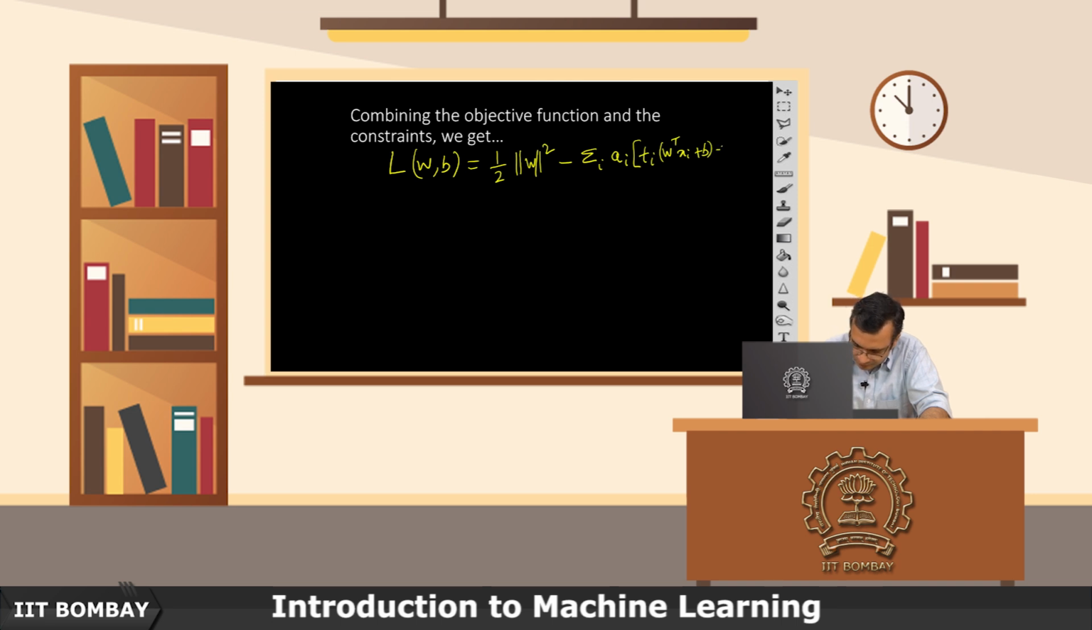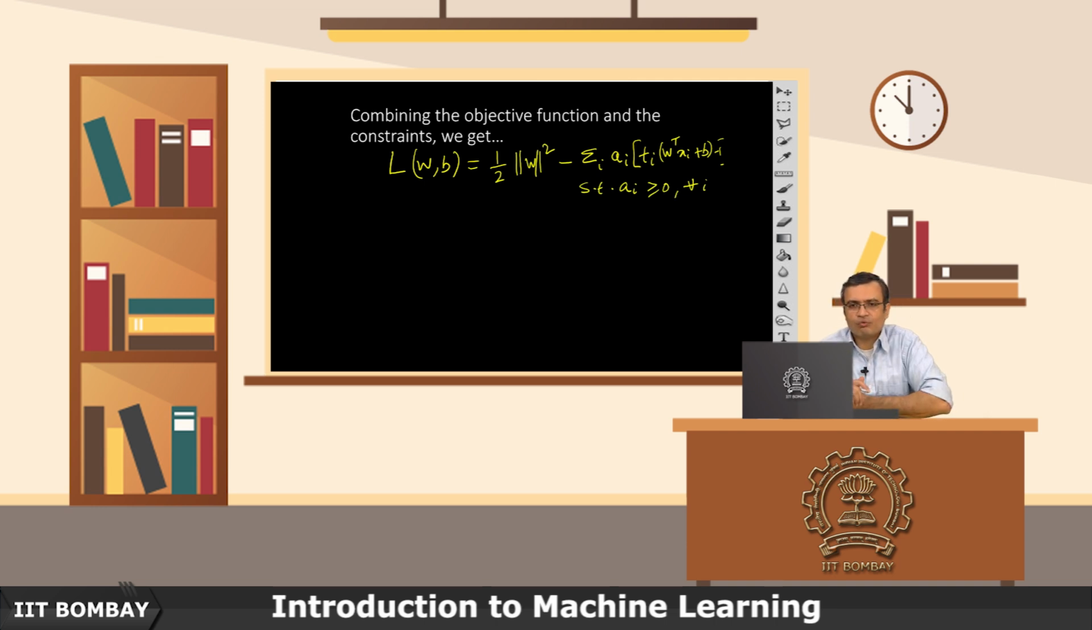Okay, minus 1. Why minus 1? Because the margin is minus 1. Okay, and subject to the constraint that alpha_i, all alpha_i are greater than or equal to 0 for all i.